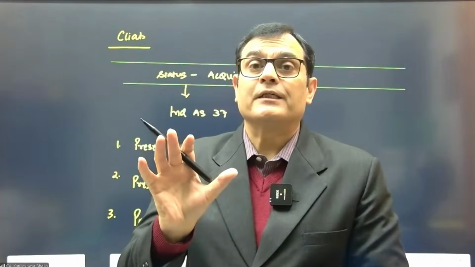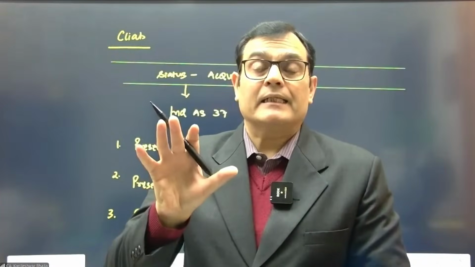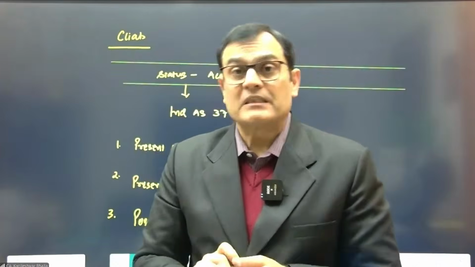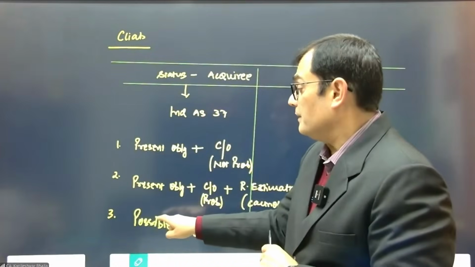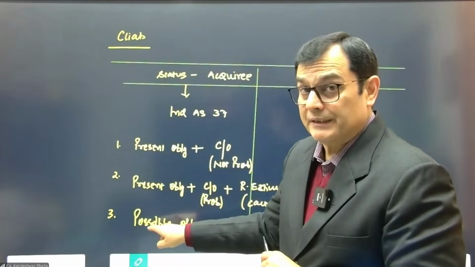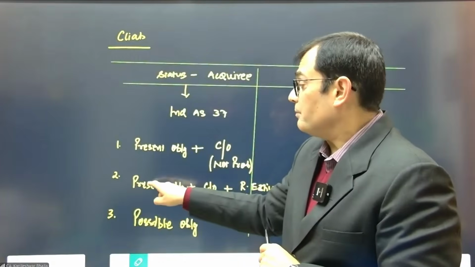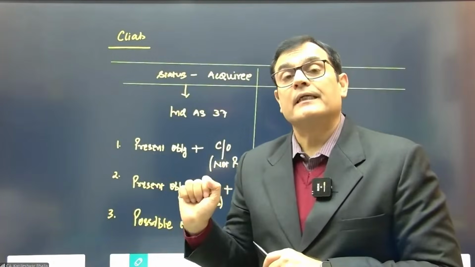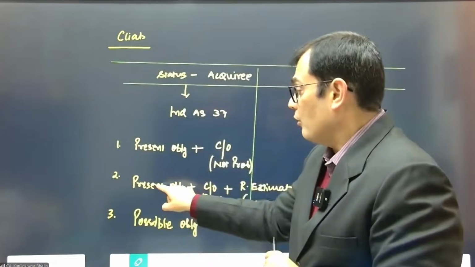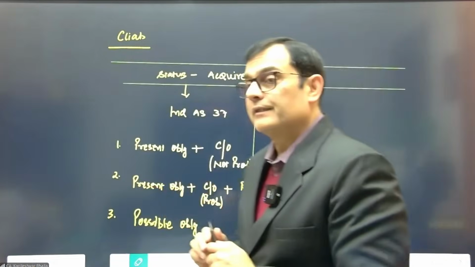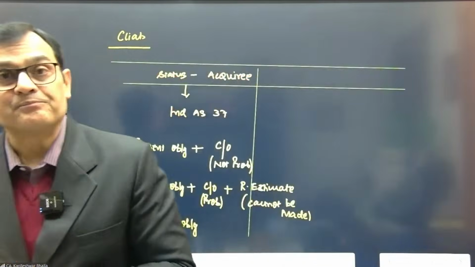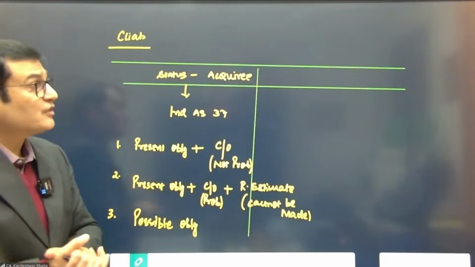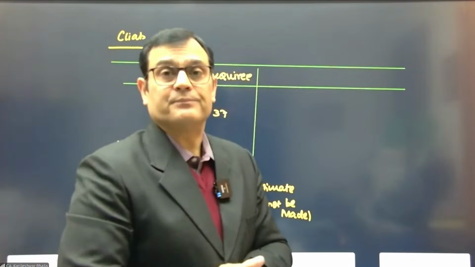because there are 3 recognition criteria. And it may fail the second, third, or first criteria. The first criteria is it's a present obligation. It fails that criteria. The second is it's a present obligation, but it fails the second criteria that the outflow is not probable, or it fails the third criteria that the reliable estimate cannot be done. So we can say that there are three kinds of contingent liability as far as Ind AS 37 is concerned.